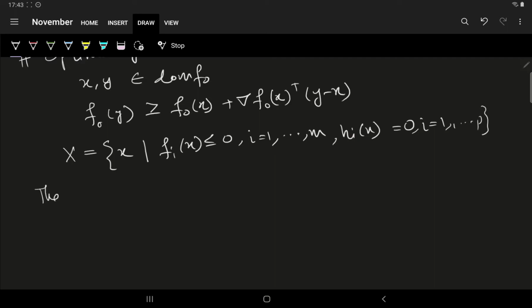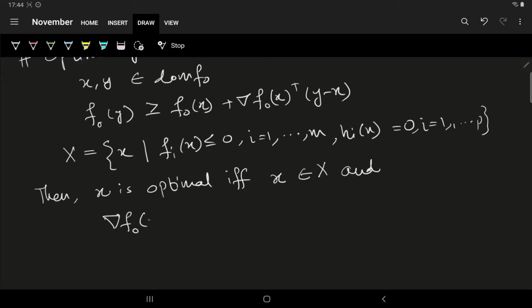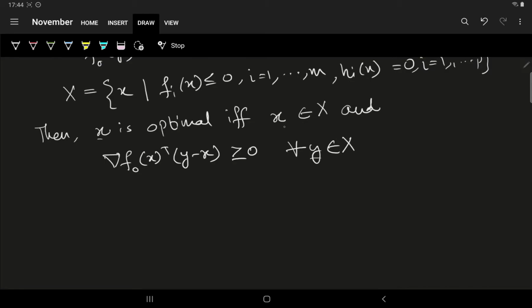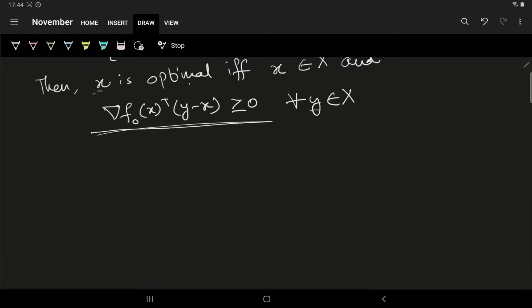And then we say that x is optimal if and only if x belongs to X, and del of f naught of x into y minus x is greater than or equal to 0 for all y belonging to X. So given x and y are part of the feasible set, if this condition is followed, then x is optimal.